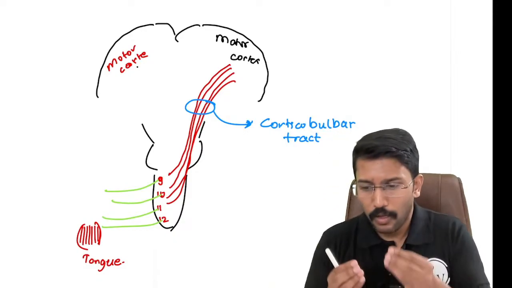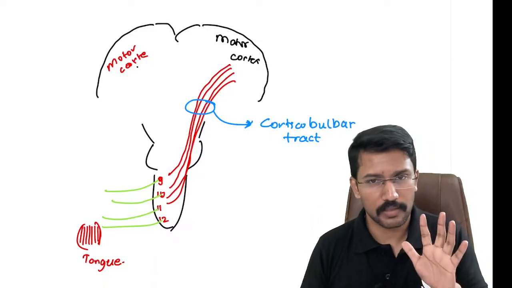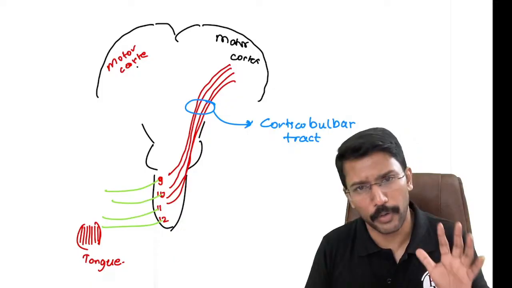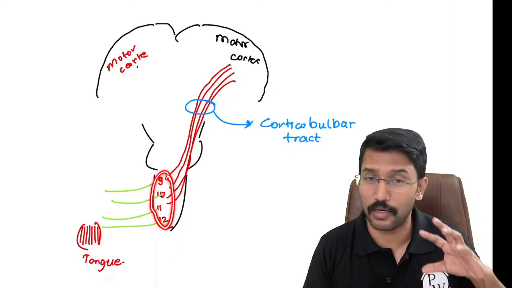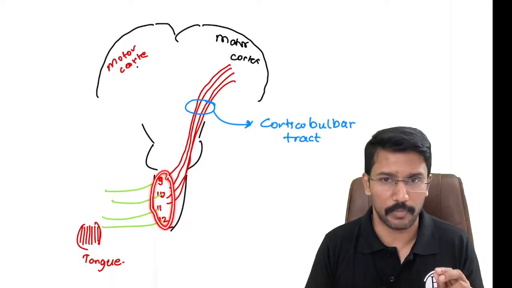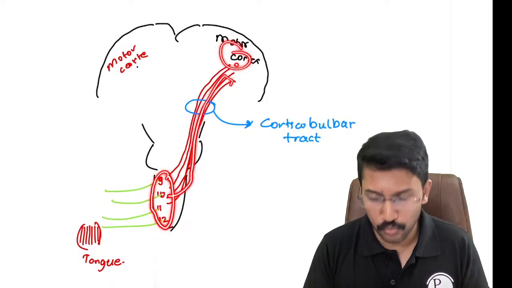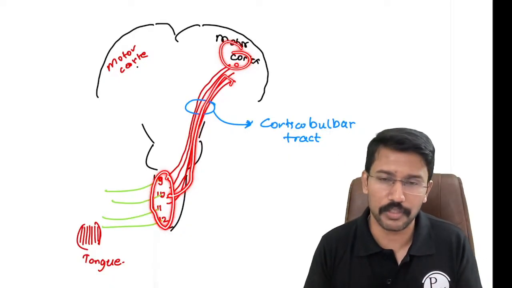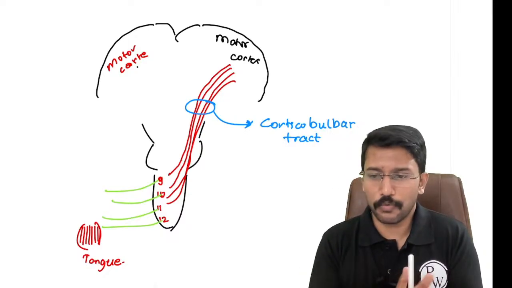The term bulb primarily refers to brainstem, but when we say bulbar or pseudobulbar palsy, we are more concentrating on the medulla. So if the problem is at the medulla and because of that the 9th to 12th cranial nerves are not able to work, that is bulbar palsy. And if the problem is between the motor cortex and the bulb, the corticobulbar tract, so if there is a lesion in that location, we call it pseudobulbar palsy. Absolutely right.